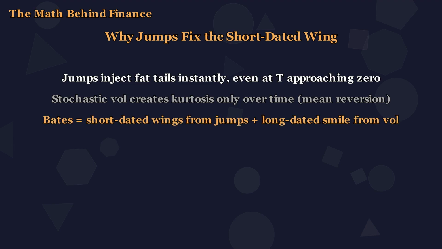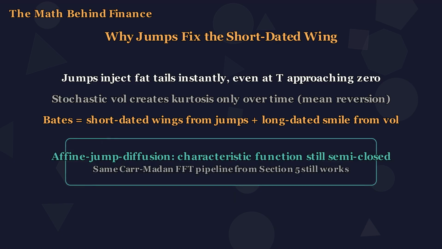Bates combines the best of both worlds. Jumps handle the short-dated wings. Stochastic volatility handles the long-dated smile. Together, they match the market surface far better than either model alone, and the mathematical machinery still works. The Bates model is an affine jump diffusion. Its characteristic function remains semi-closed. The same Carr-Madan FFT pipeline from Section 5 prices all strikes at once.